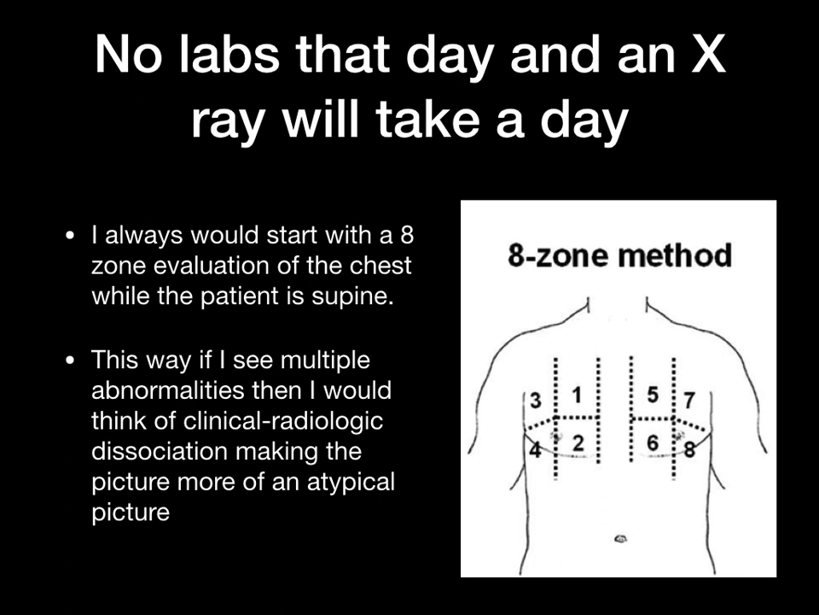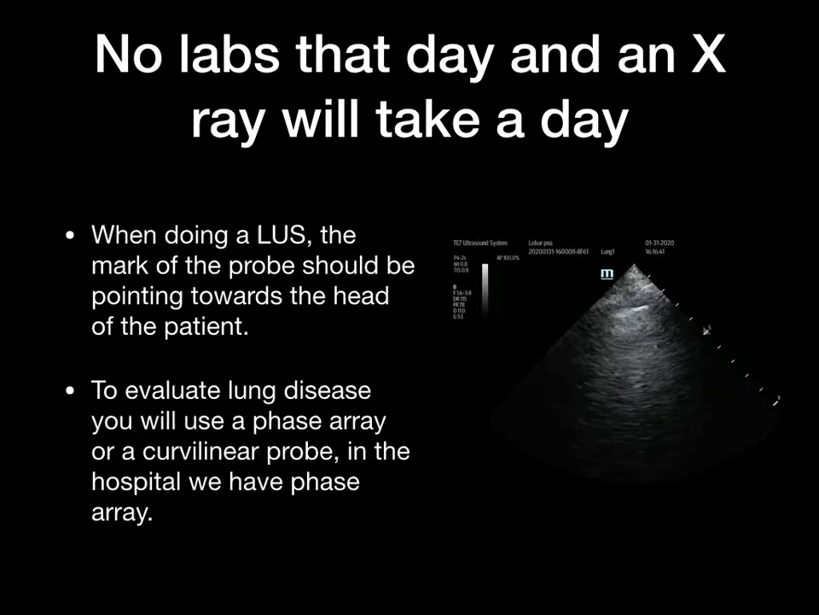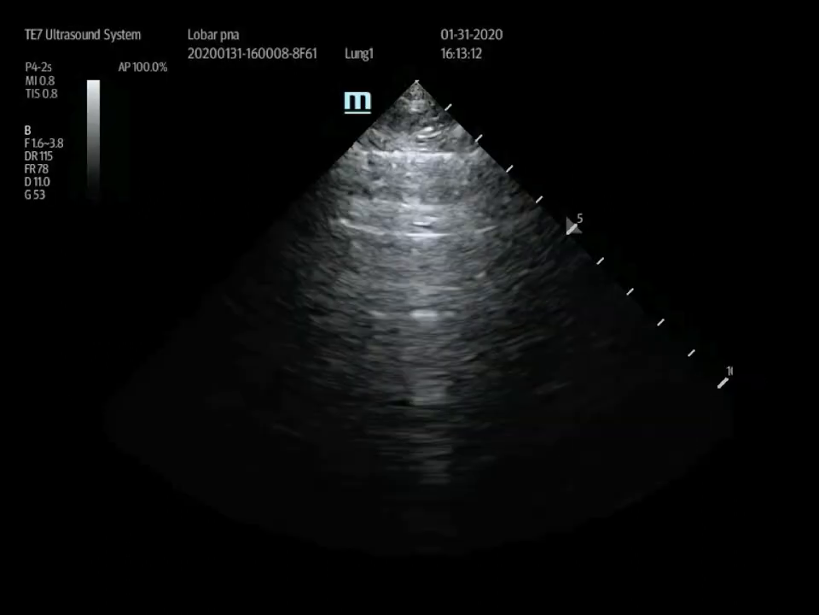In this case, we did an 8-zone method of the chest, and when doing the lung ultrasound, the mark of the probe should be pointing towards the head of the patient, remember? To evaluate lung disease, you will use a phased array or a curvilinear probe. In the hospital, we have a phased array probe.